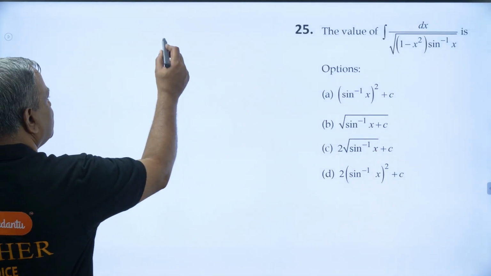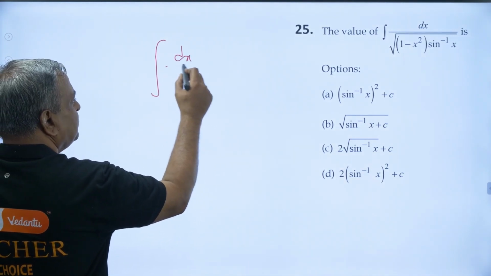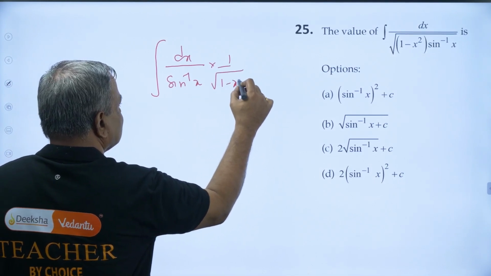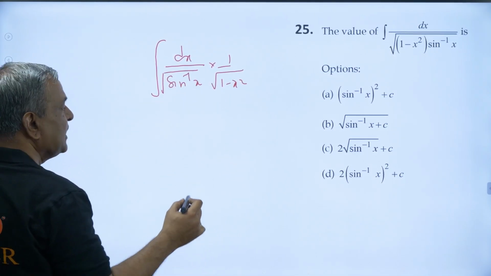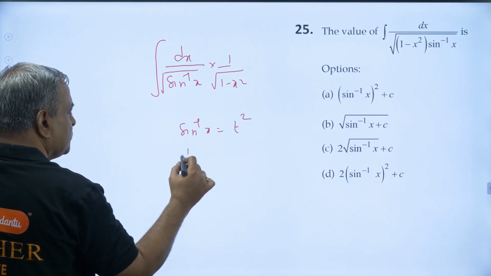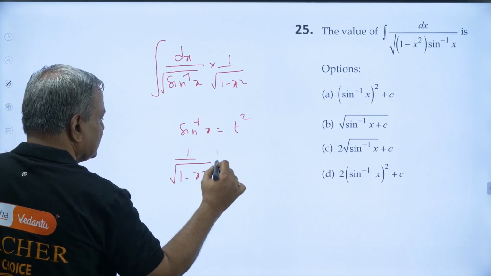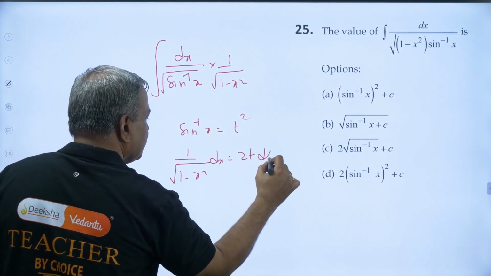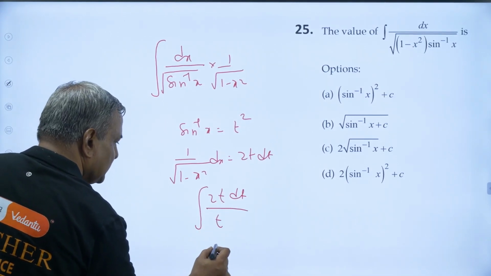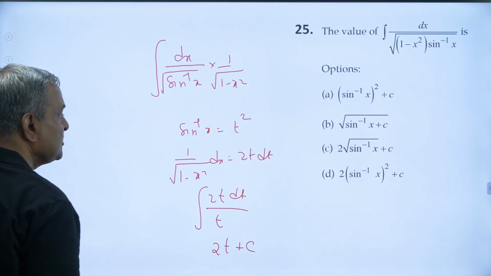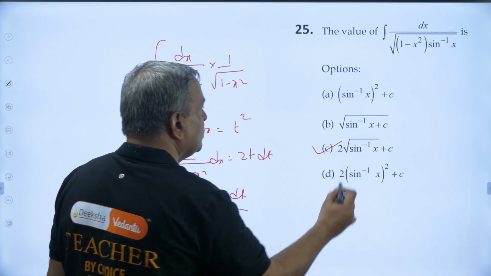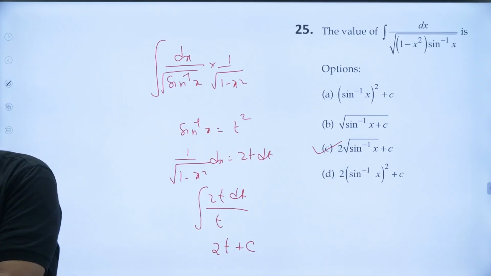Question 25. This is also a simple one. Integral of dx by root of sin inverse x into under root of 1 minus x square. Let sin inverse x be equal to t square. So 1 by under root of 1 minus x square dx is equal to 2t dt. So this will give you 2t dt by t. So it will give you 2t plus c. What is t? t is nothing but root of sin inverse x. So this is 2 root sin inverse x. Option C is correct.